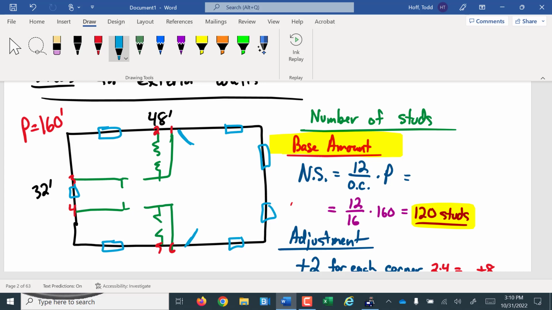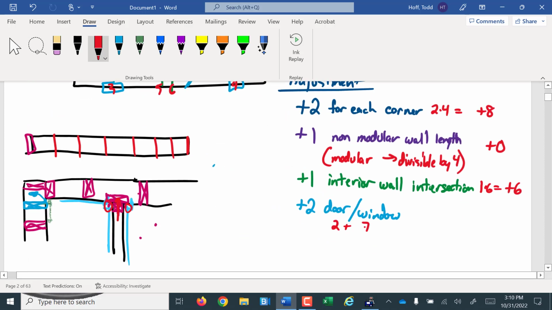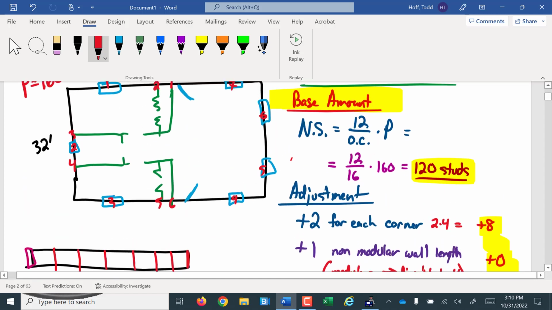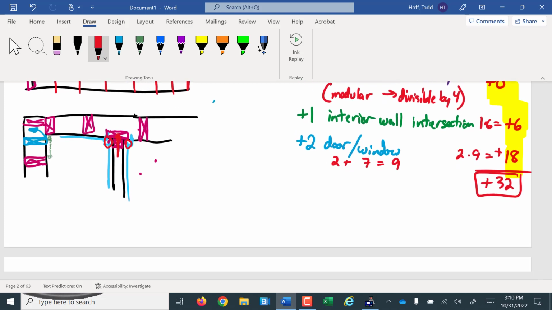So here we have 1, 2, 3, 4, 5, 6, 7 windows and 2 doors. So 2 doors plus 7 windows equals 9. So 2 times 9 equals 18 plus. We add all those up. 8, 0, 6, and 18 make plus 32, right? So we had 120 plus 32 is 152 studs.